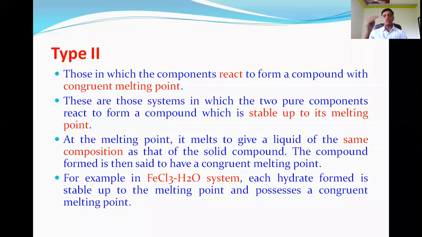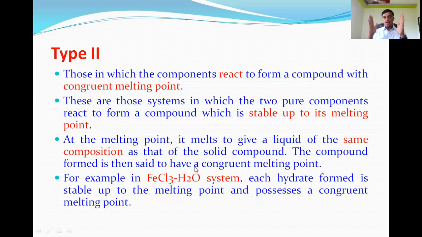If we provide the heat to that mixture at certain temperature, that solid melts. That solid melts again. But in that molten form also, A remains as a 20% composition and B remains as a 80% composition. Such substances are said to be the compounds with congruent melting point. Okay, congruent melting point. And the example of this system is ferric chloride water system. Ferric chloride water system, the example of second type.